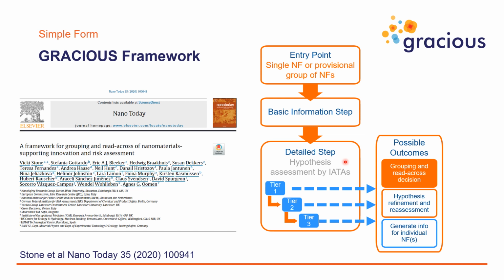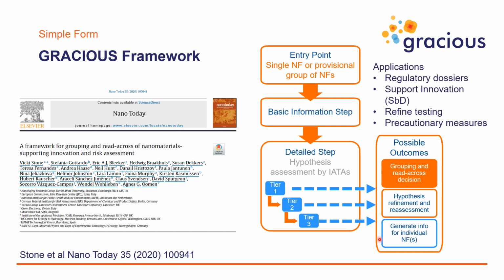Once you have a grouping hypothesis, you then need to gather evidence to test your hypothesis, and the framework includes a series of IATAs or integrated approaches to testing and assessment that use tiered testing to generate the data required to either accept your grouping hypothesis, refine it, or reject it and assess the hazard on a case-by-case basis. This framework can be used for regulatory purposes. It can be used to support safe by design approaches to innovation. It can also refine testing strategies and can inform precautionary measures in an occupational or consumer setting.